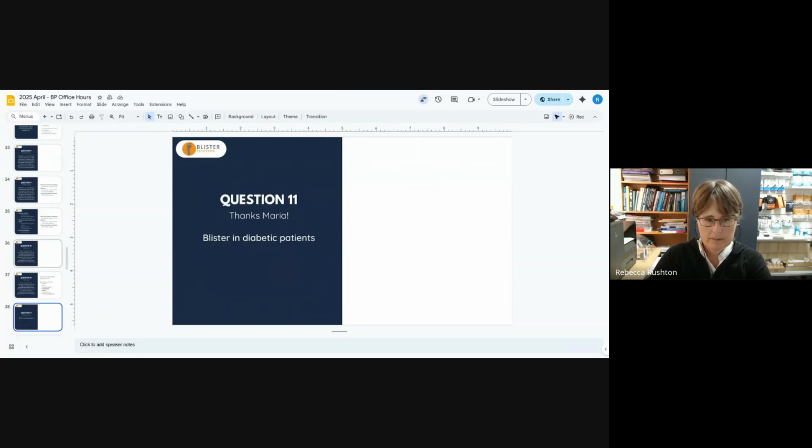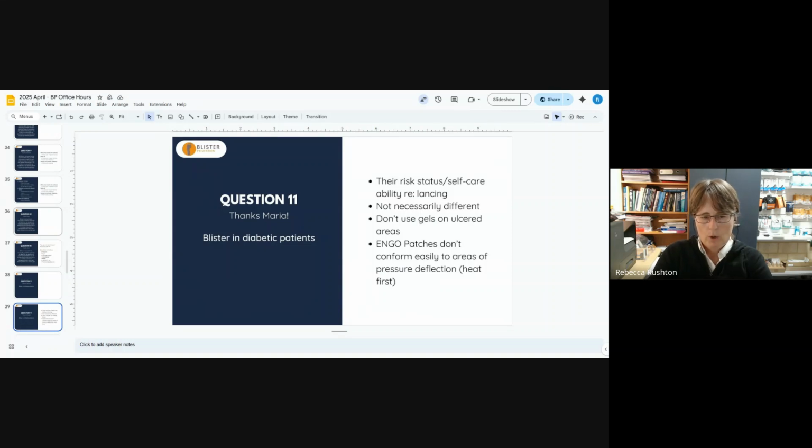Maria asked, blister in diabetic patients. Well, first of all, not every diabetic patient is high risk, so it might not be any different to any other patient that you're educating on blisters. However, their risk status is going to be significant, and also their self-care ability. You're obviously going to think twice about lancing if they are high risk or unable to reapply antiseptic and dressings. But if they've got someone at home that can do it for them, then depending on the situation, it might be warranted.